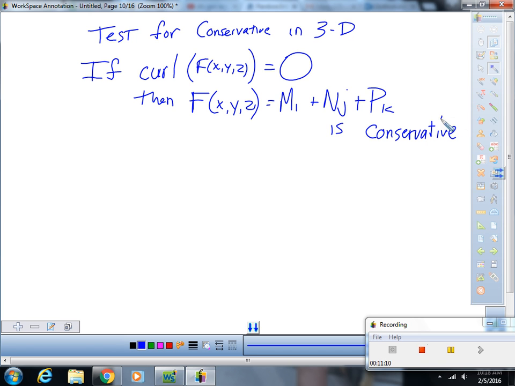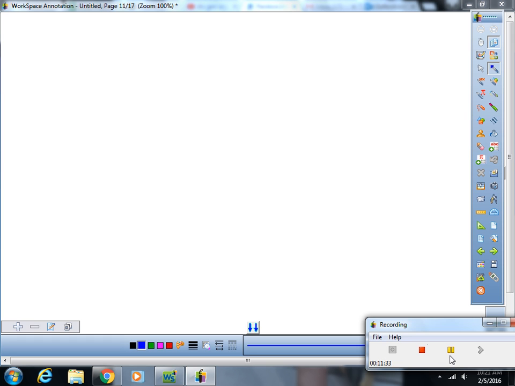Now, you don't understand what curl means yet, so don't freak out. But that's why we're going to do it in this order, because I think that logically follows how we've done this lesson so far. So now we do have a test for 3 dimensions. It's just going to be a little bit more involved than our 2-dimensional test. But that's nice. We won't have to try to find a parent function before we can test it. All right, so what is curl?